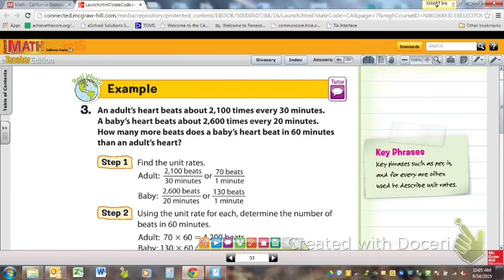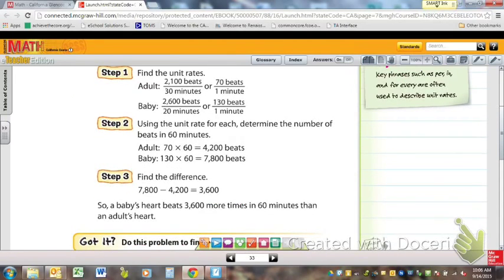We can reduce that to 130 beats in 1 minute. So now we know how fast a heart beats in 1 minute for an adult and a baby. But it wants to know how much it beats in 60 minutes. So now I take what I learned up here, 70 beats times 60 minutes, and 130 beats times 60 minutes, and I get 4,200 beats for an adult, 7,800 for a baby, and they said to find the difference.